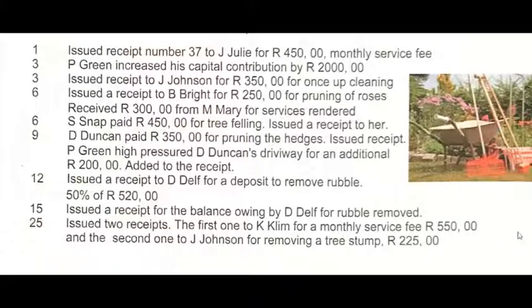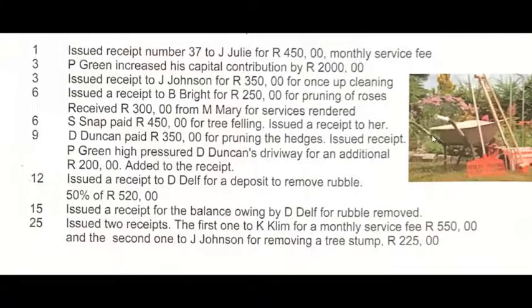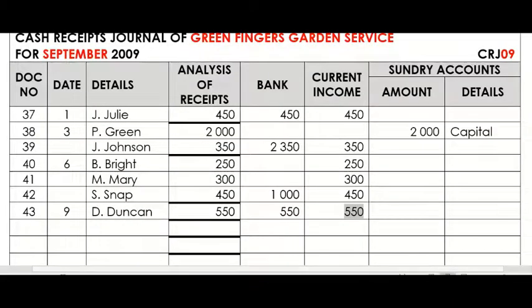So what happens here is D. Delph is not paying us the full value. He's paying us 50% of what he owes us. Okay, so you have to go and calculate what that is. 50% is half of the amount. So you can just say 520 divided by 2. Okay, so we are issuing a receipt for 260 Rand to D. Delph.